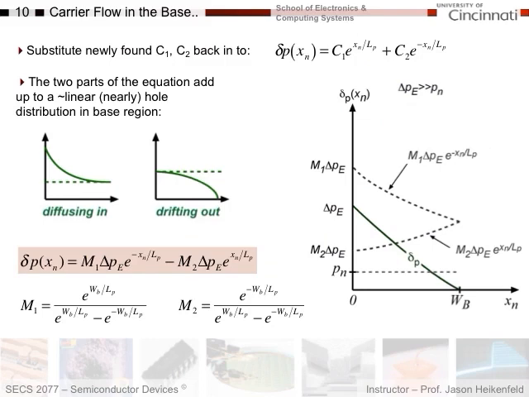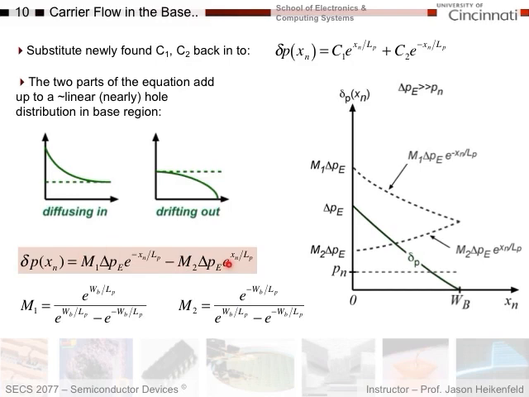So what I'll do is I will substitute my newly found C1 and C2 back into this equation, okay? And I will get the following here. And I've replaced all this stuff with just these m coefficients. So all this stuff here I said is just m1, and all this stuff here is just m2, just so I didn't have to write it out and I could write a simpler equation.